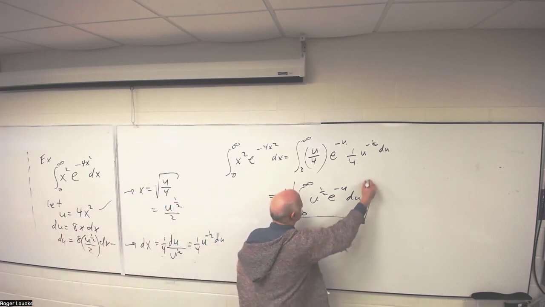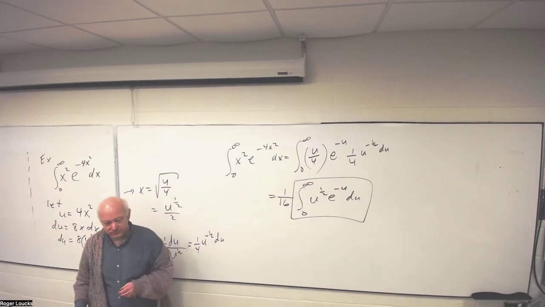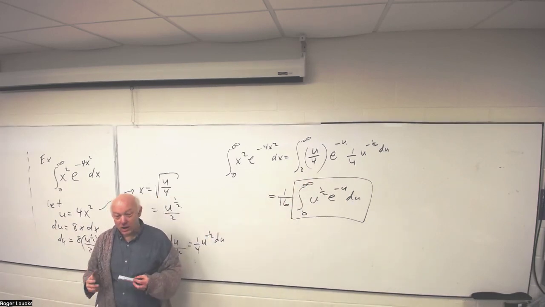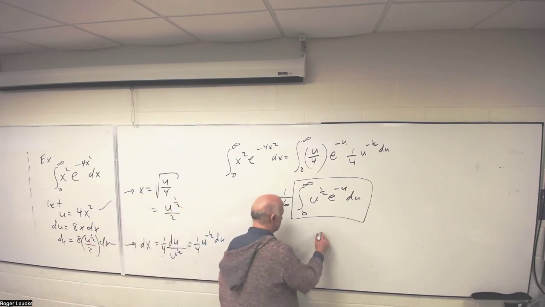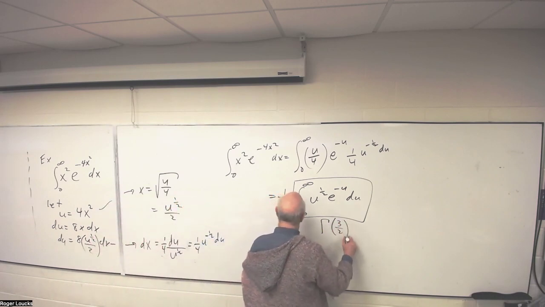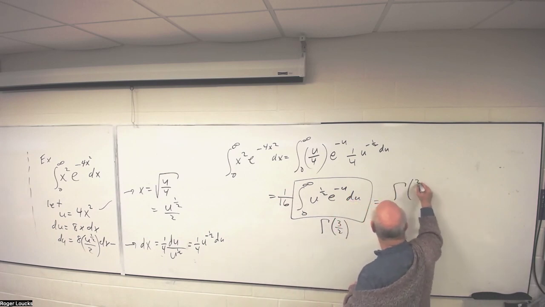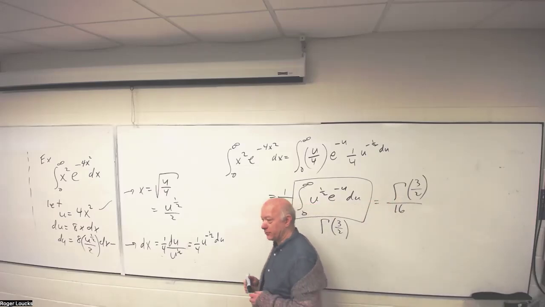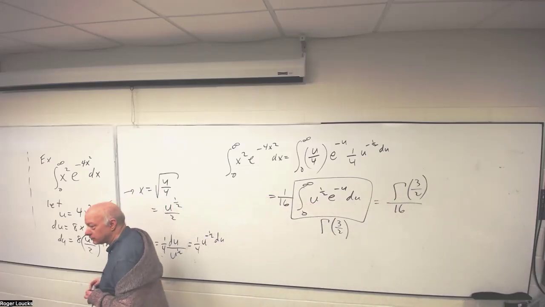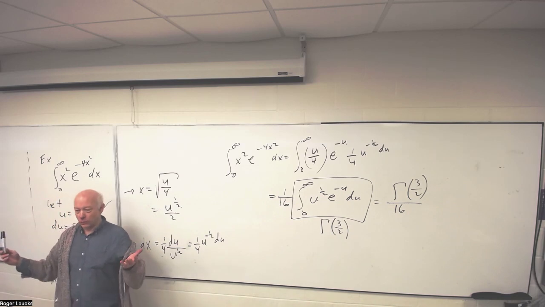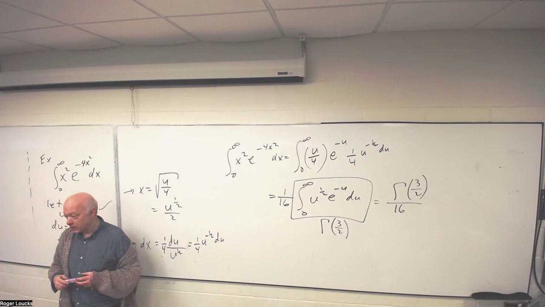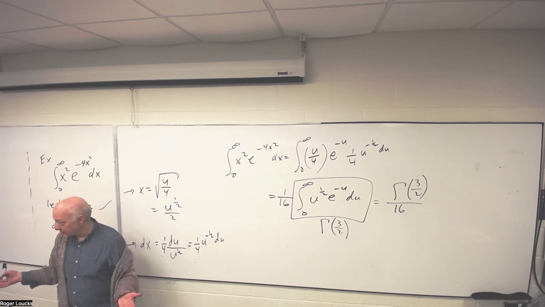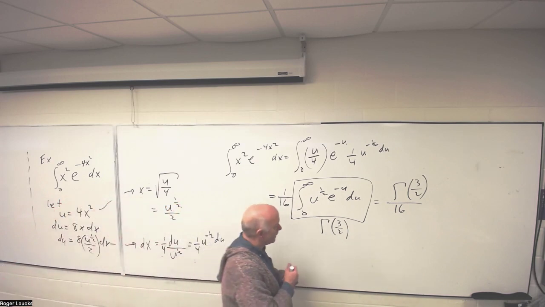What is this? Gamma of 3/2. You said that's no good. I don't know what gamma of 3/2 is. All I have is a new symbol. Hey, what do you know about gamma functions? Do they obey anything? The recursion relation.